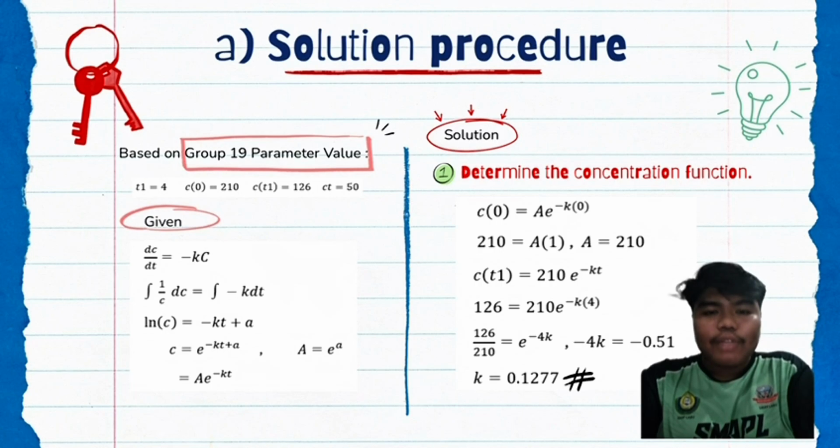We started with the differential equation, which is dC/dt equal to negative kC. Integrating this gives our general formula, which is C equal to A e to the power of negative kt. By substituting our initial condition at time 0, we found A is 210, and next by plugging in our data for hour 4, we calculate the decay constant, K, to be 0.1277, completing our concentration function.